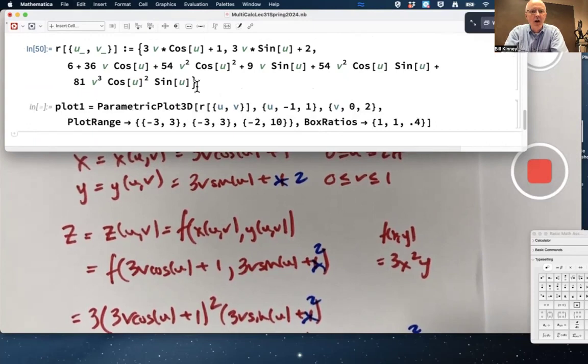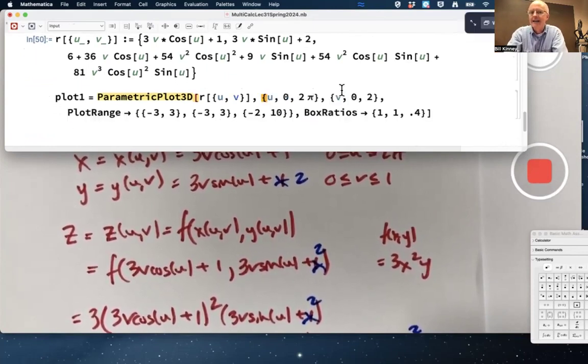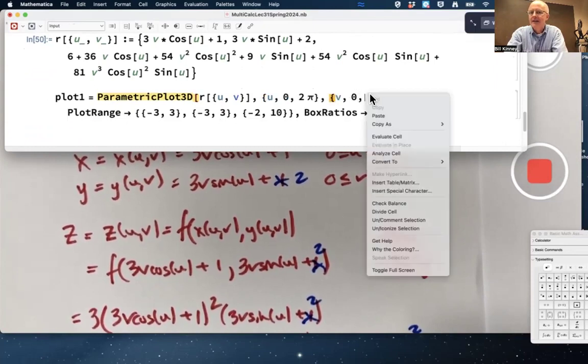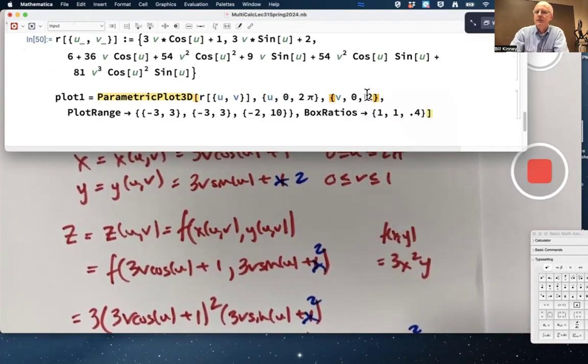So this is my new R of UV. I do need to change the limits on U and V. U is the angular coordinate, so to speak. It goes from 0 to 2 pi. V scales out the circle to a circle of radius 3.